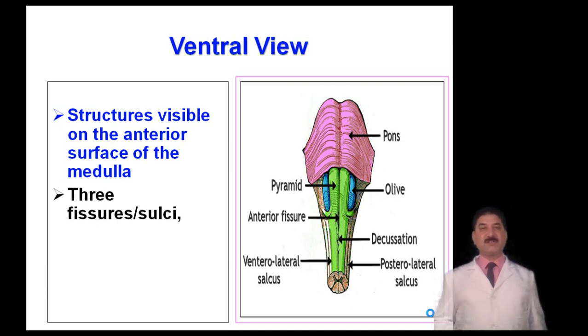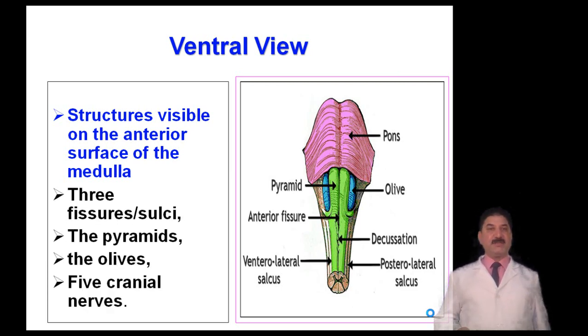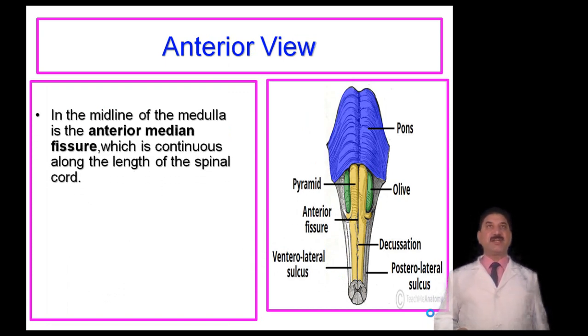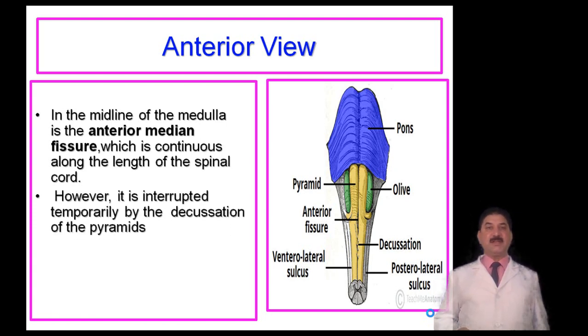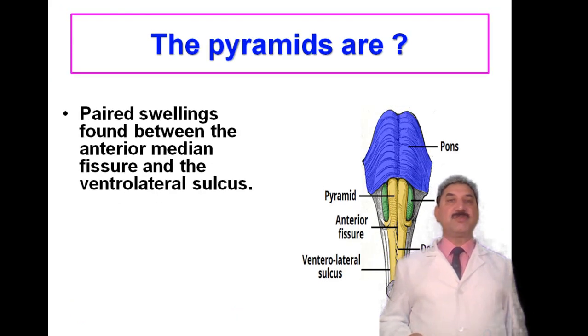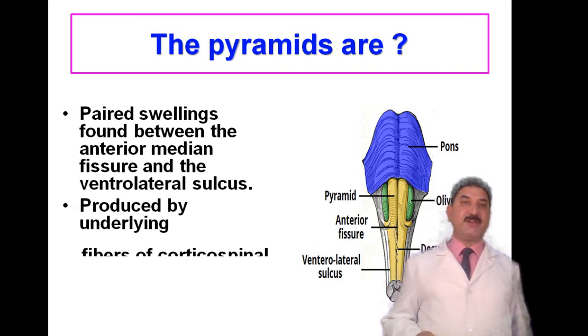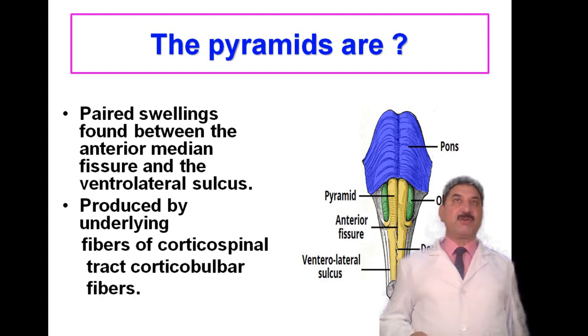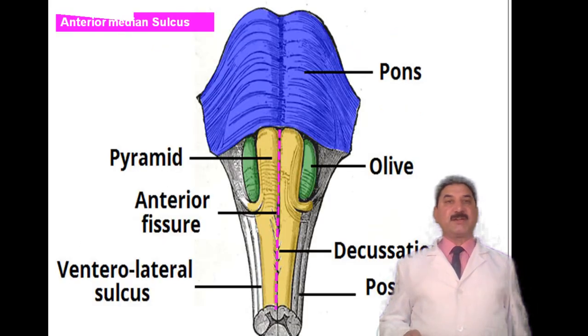The structures visible on the ventral surface of the medulla are the pyramids, the olives, and 5 cranial nerves. On the anterior surface of medulla oblongata is the anterior median fissure in the midline. This fissure is interrupted by decussation at the level of pyramids. As we move away from the midline, two sulci are visible, the ventrolateral sulcus and posterolateral sulcus. Pyramids are paired swellings found between the anterior median fissure and the ventrolateral sulcus. They are produced by underlying corticospinal and corticobulbar tract fibers.